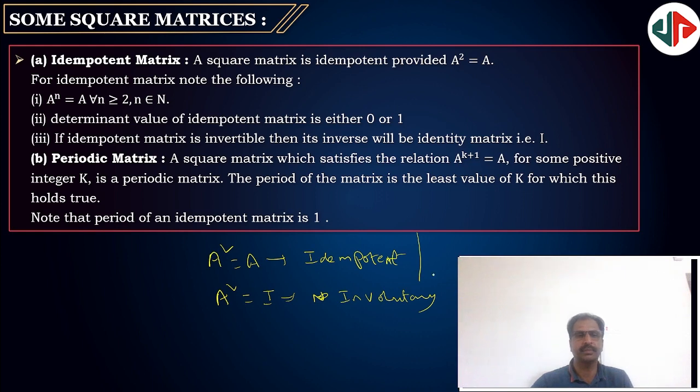Next, what is a periodic matrix? If A is a square matrix such that A power k plus 1 is equal to A, where k is a positive integer, then it is known as a periodic matrix, and the least value of k is said to be the period. So the definition of a periodic matrix: a square matrix A which satisfies A power k plus 1 is equal to A, where k is a positive integer, is known as a periodic matrix, and the least value of k is said to be the period of that matrix.